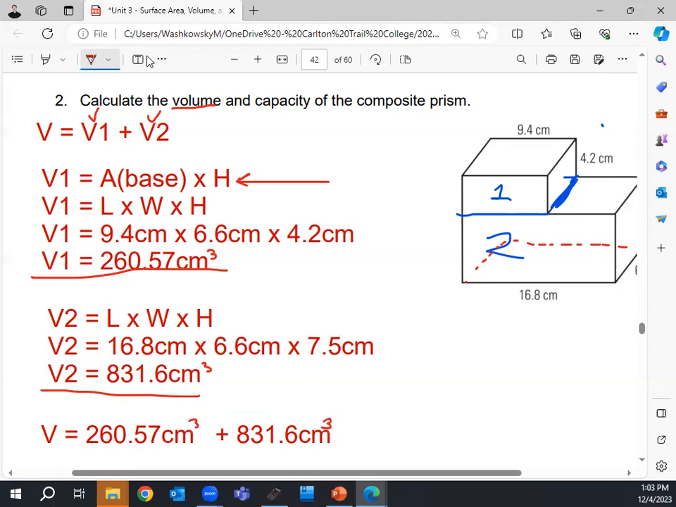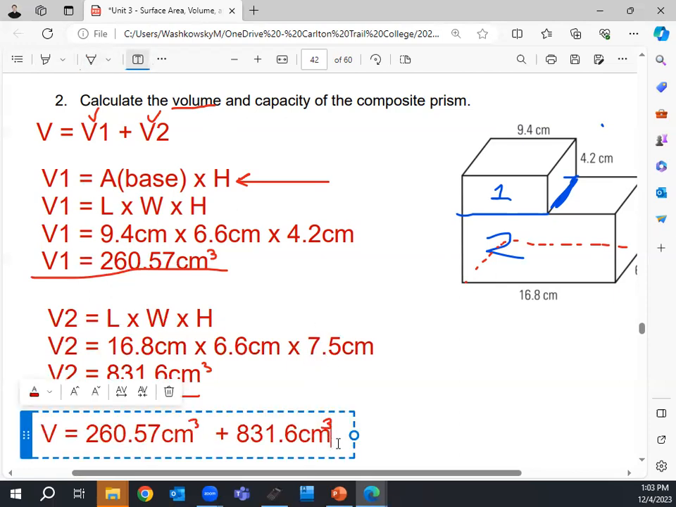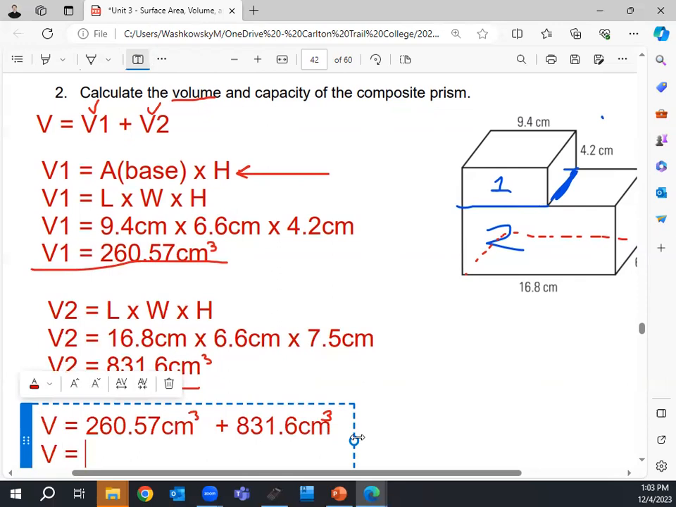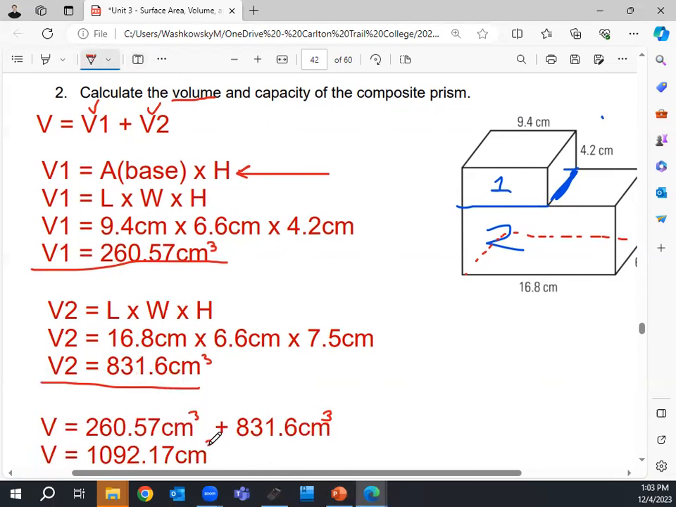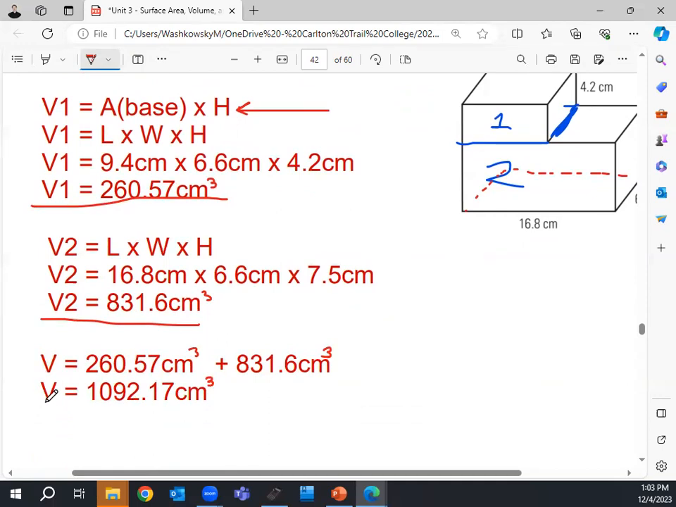Again, the math itself is not hard. The calculator does all the work for us, but setting us up to be successful is the important part. So I add those two up, I get 1,092.17 cubic centimeters cubed. That's my final answer. I'm going to circle it.